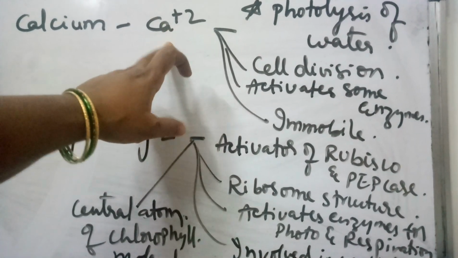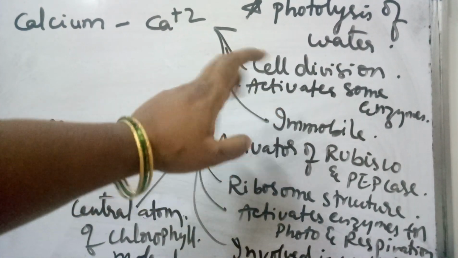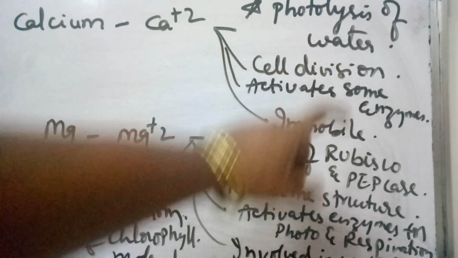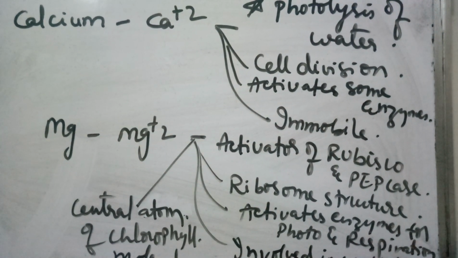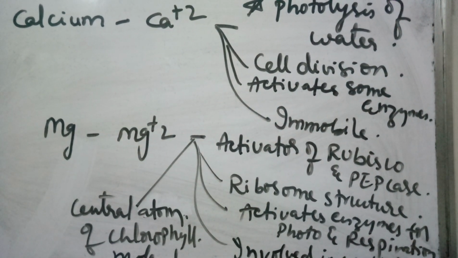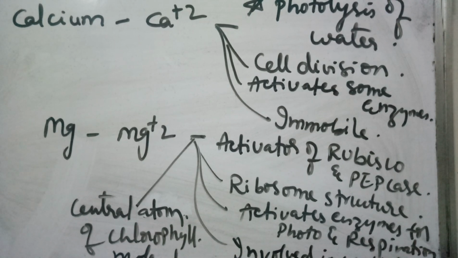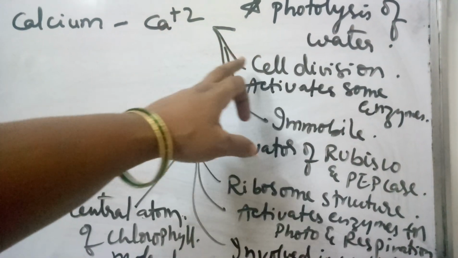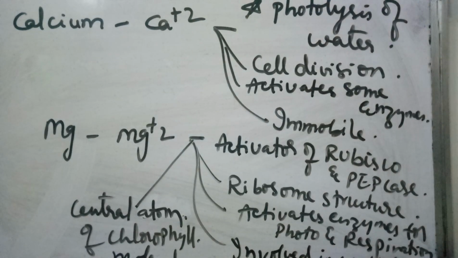And calcium also activates some enzymes. And calcium plays an important role in cell division. That is, during cell division, the middle lamella should be synthesized. That middle lamella is made up of calcium and magnesium pectates. So calcium also plays an important role during cell division.